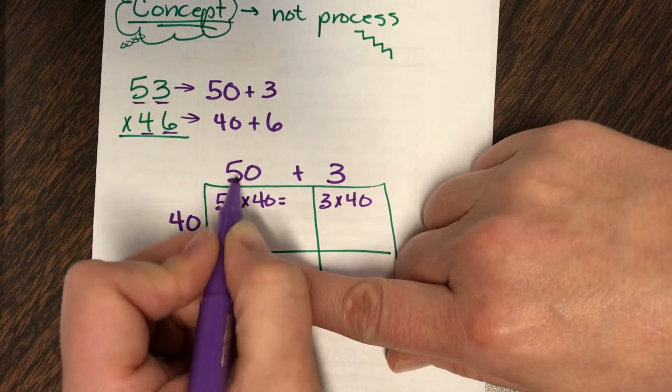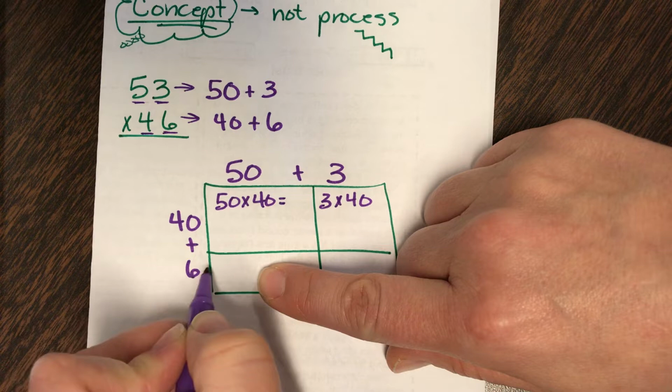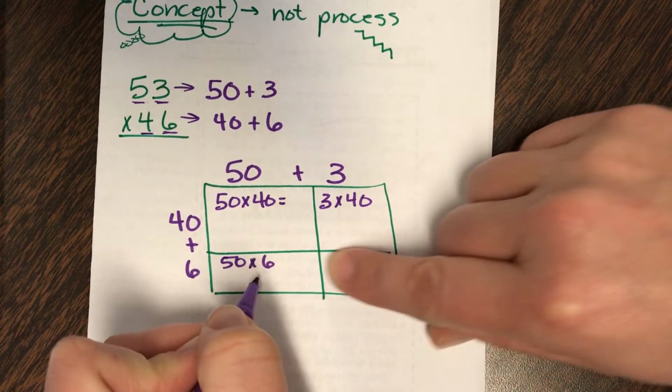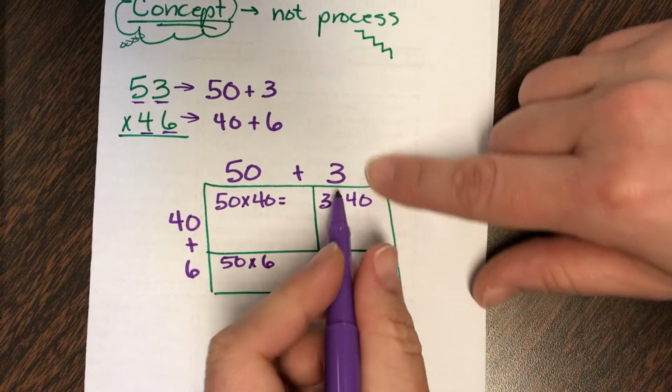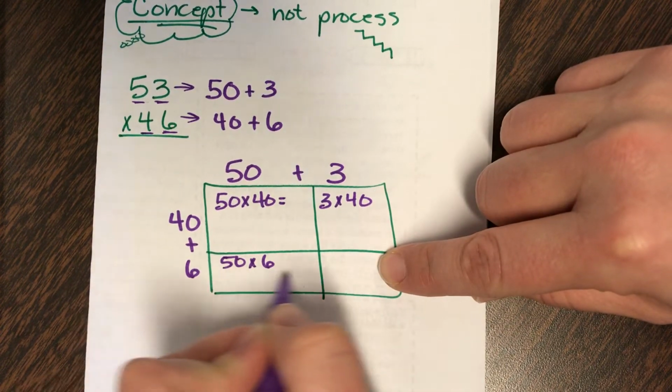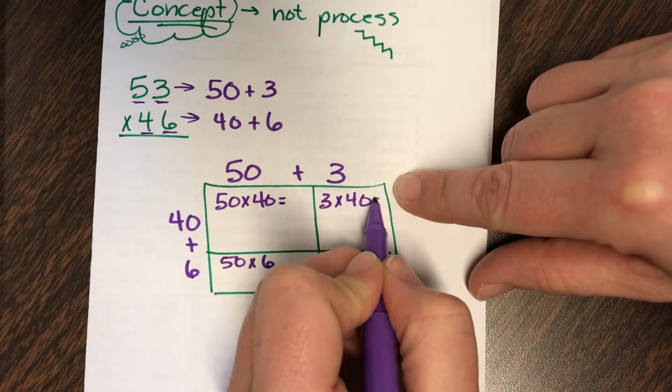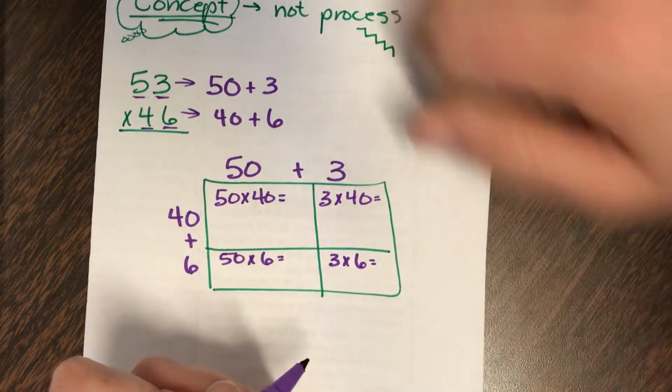This box has a 50 on the top and a 6 on the side, so it is going to be 50 times 6. And then this final box has 3 on the top and 6 on the side, so it will be 3 times 6. So now we're going to multiply all of these numbers.